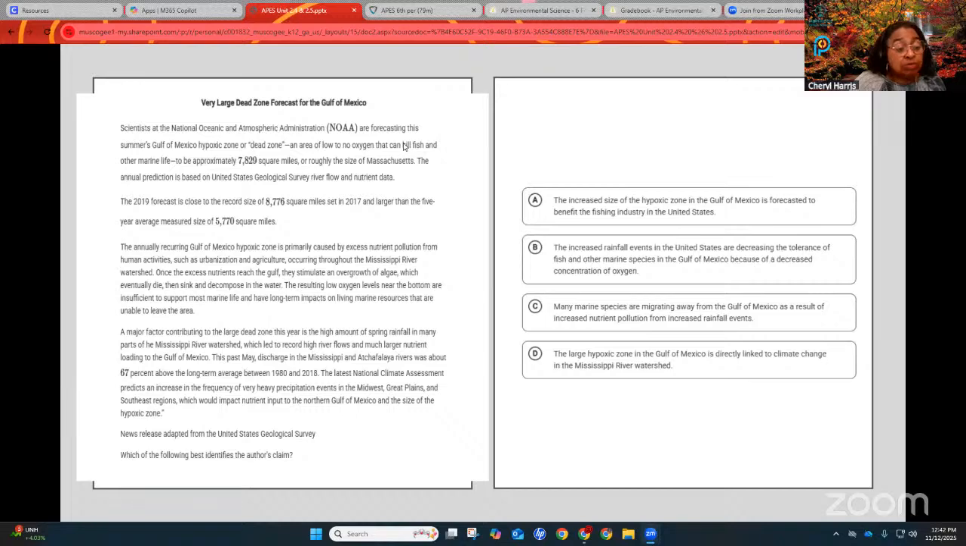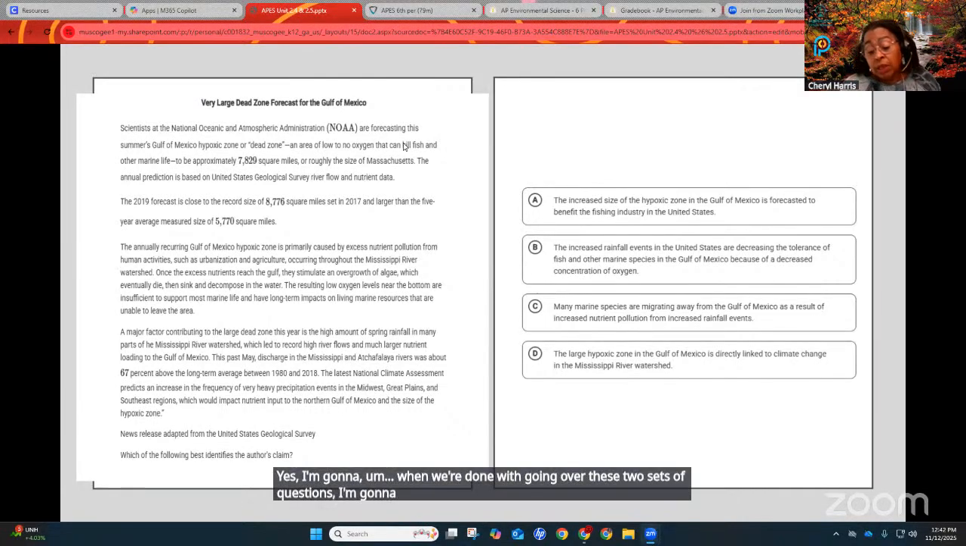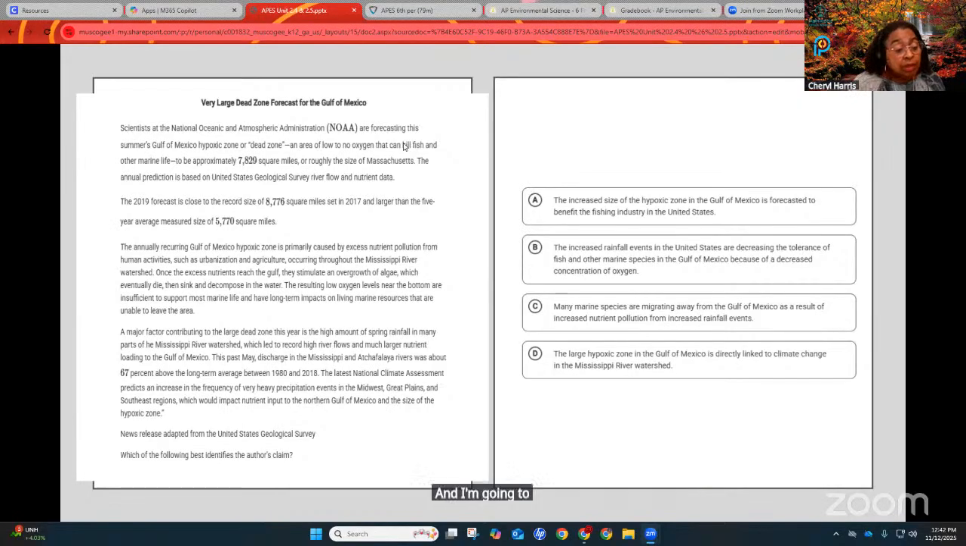Yes, when we're done with going over these 2 sets of questions, I'm going to go in and reset the answers, and you'll have a chance to do it again. And hopefully everybody will get a 3 this time. If you already got a 3, I won't reset yours, so you won't have to do it again, but everybody who did not get a 3, I am going to reset your answer so that you have this opportunity to fix it.